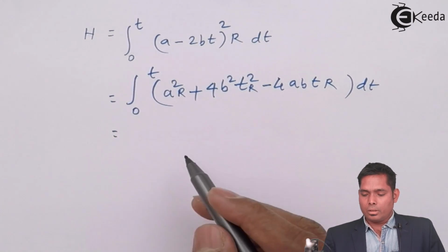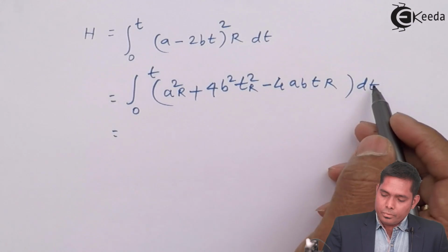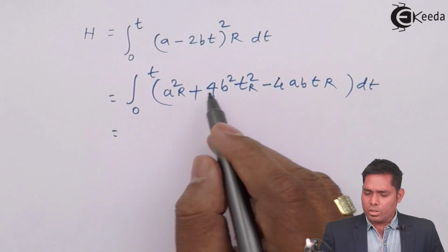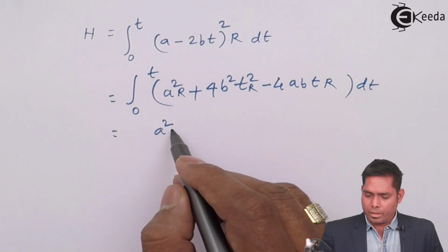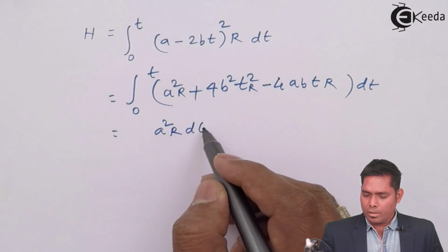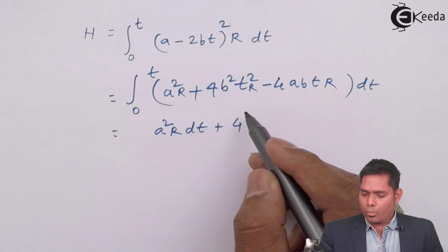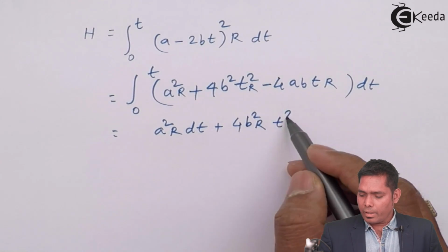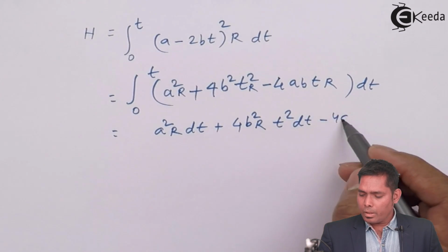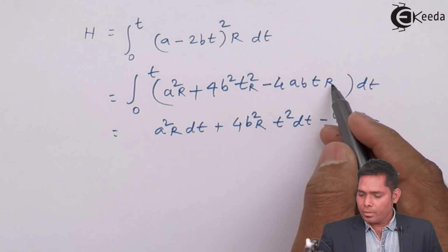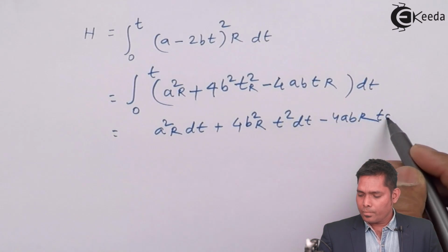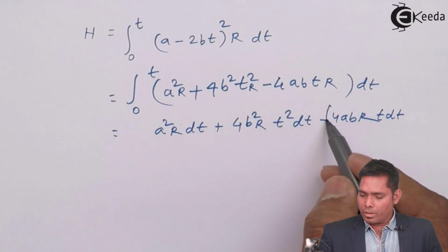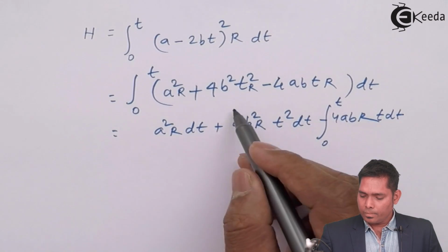Okay, now this dt is taken inside to each term, and then we'll take the integration. A square R dt plus 4b square R t square dt minus 4abR, and t dt. The integration is from 0 to t.